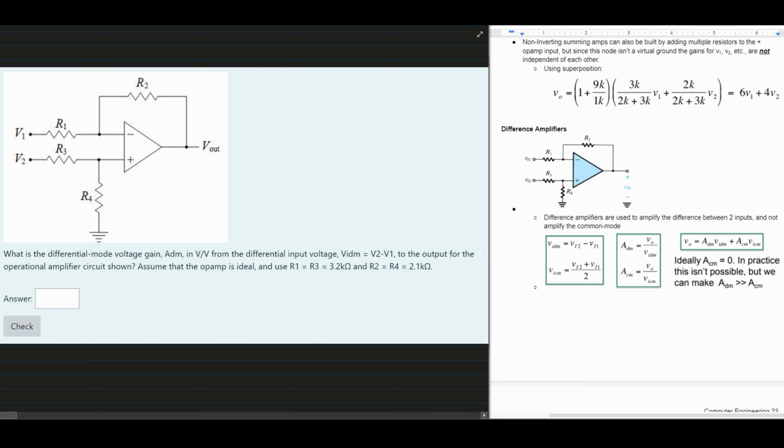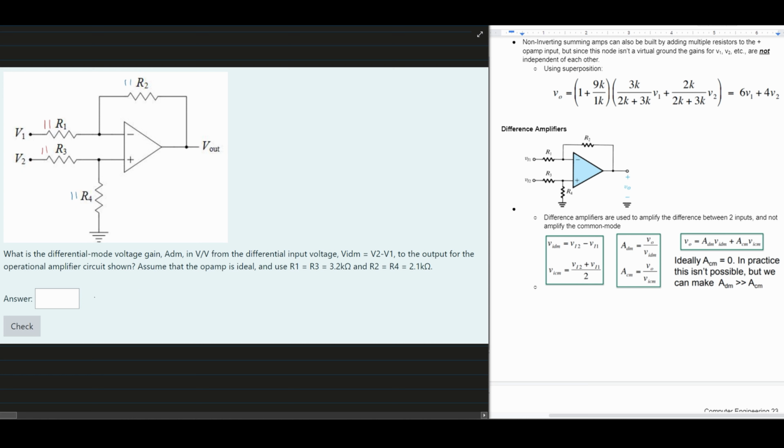So we'll put this right here. R1 is equal to our R3, and then our R2 is going to be equal to our R4. And so we have that as 3.2 and 2.1 kilo ohms respectively. Now we need to find our ADM. That's what we want to solve for.